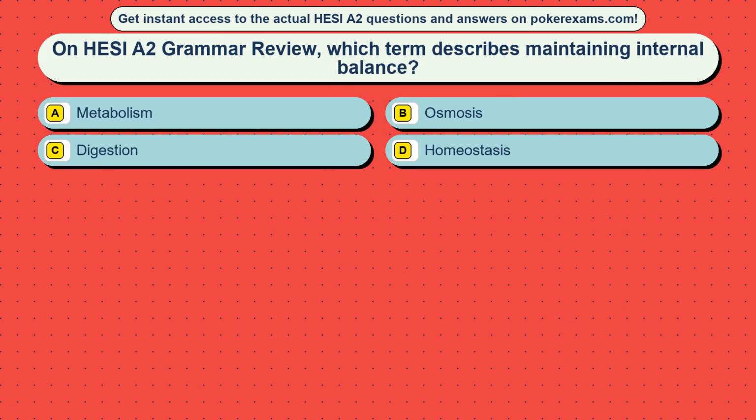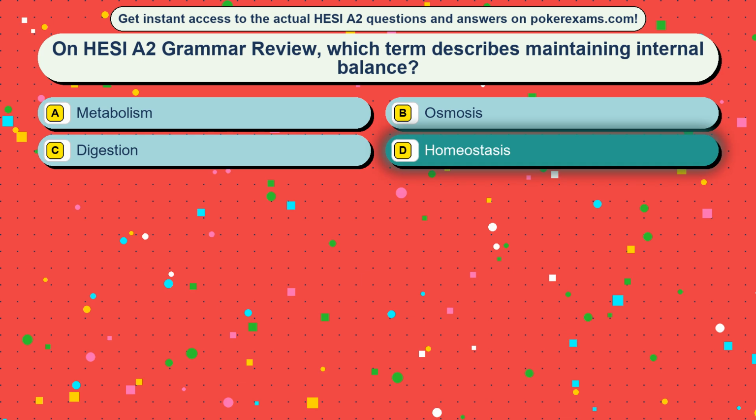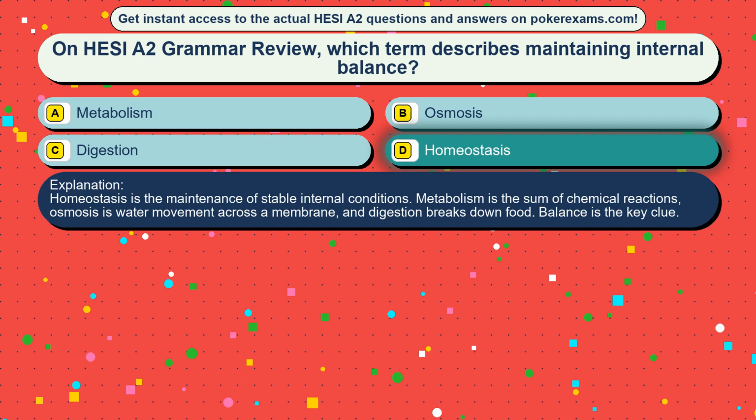Question 14. On HESI A2 Grammar Review, which term describes maintaining internal balance? Option A, metabolism. Option B, osmosis. Option C, digestion. Option D, homeostasis. The correct answer is option D, homeostasis. Homeostasis is the maintenance of stable internal conditions. Metabolism is the sum of chemical reactions, osmosis is water movement across a membrane, and digestion breaks down food. Balance is the key clue.